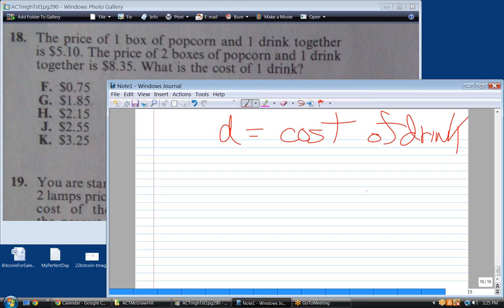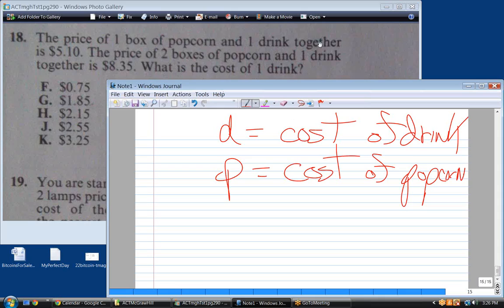What's the other variable? Price of popcorn. Popcorn equals the cost of popcorn. Okay? Now from the first sentence, what can I say with regard to my variables? D plus P equals 510.